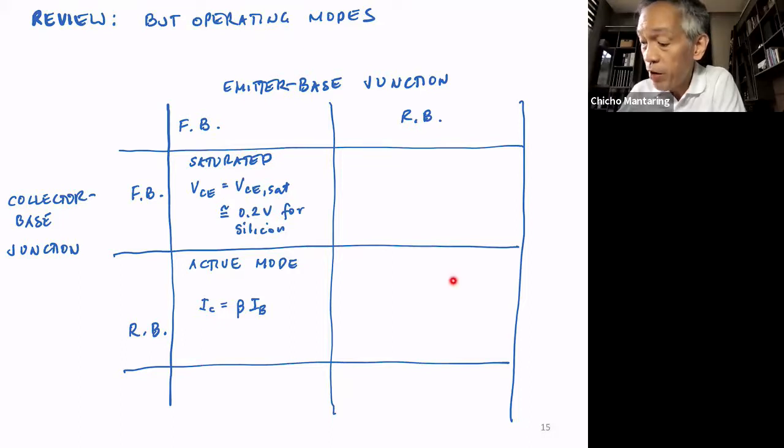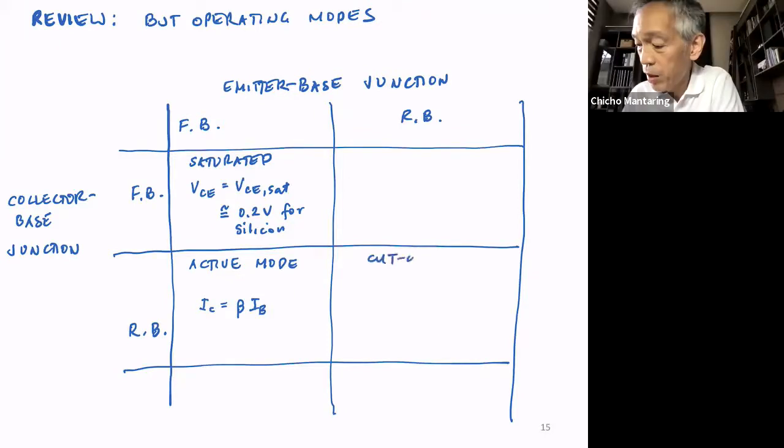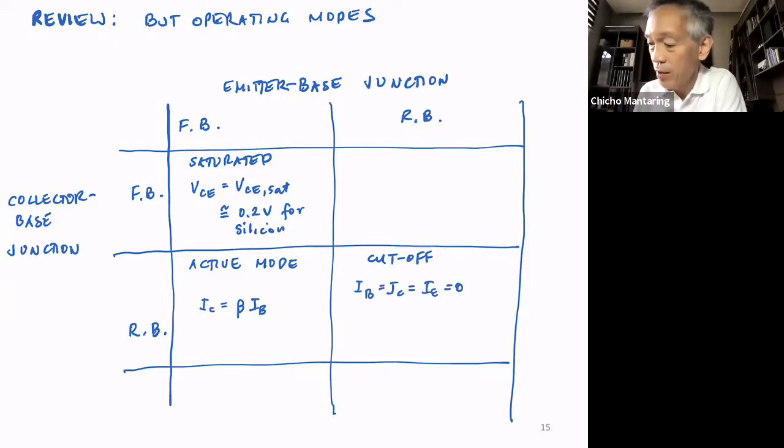When both are reverse biased, what do you call this? Cut off. Yeah, this is cutoff. And here, IB equal to IC equal to IE is equal to 0. Okay. And then this last quadrant, this is what you call reverse active.